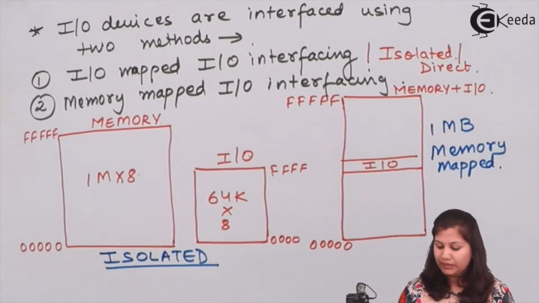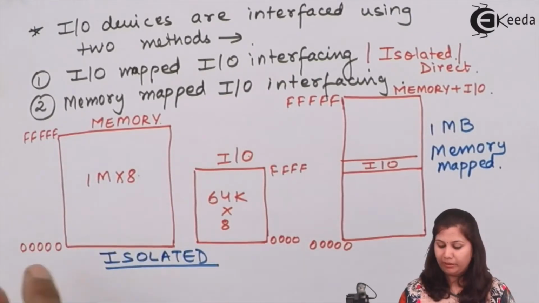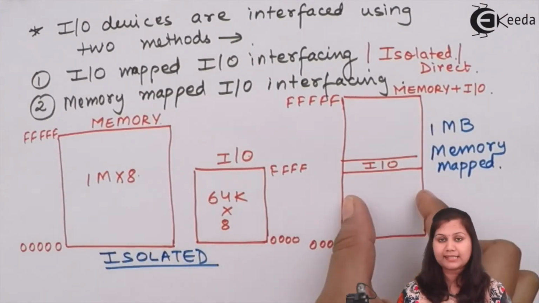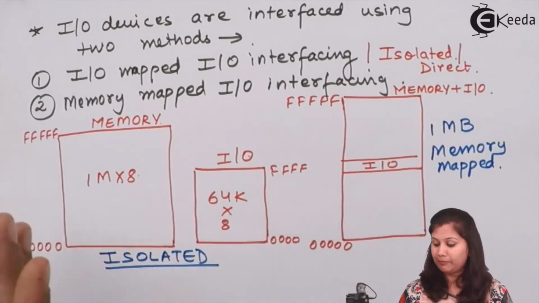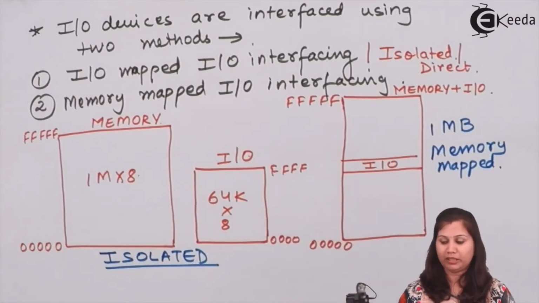Now in this case we have both memory and input output. Memory is completely available to us, 1 megabyte of memory is available, whereas in the second type, the memory mapped, because input output devices are also combined with the memory, the total memory available, that is 1 megabyte, is divided. So the total memory size available is reduced.